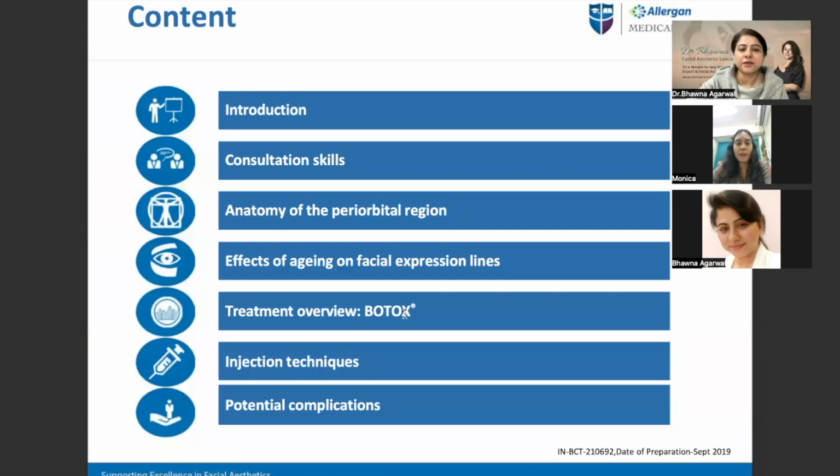So we'll be covering the introduction, the consultation skills, anatomy of the area around the eyes, that is the periorbital region, effects of aging on the facial expression lines, treatment overview of Botox, injection techniques, and some potential complications.